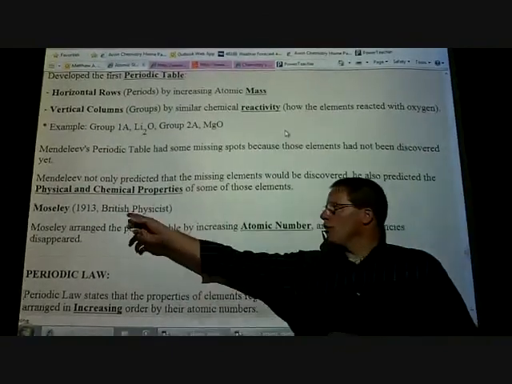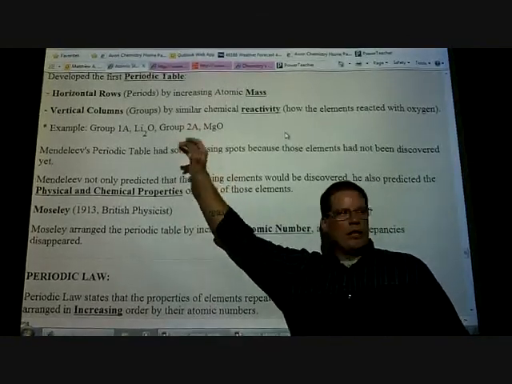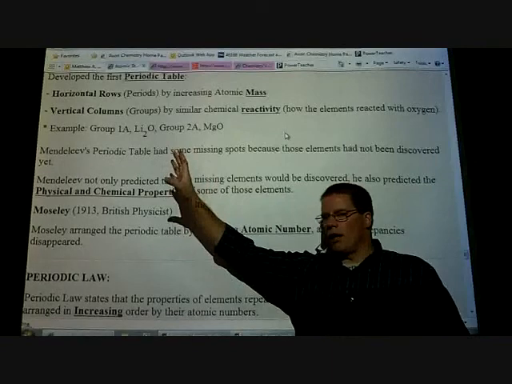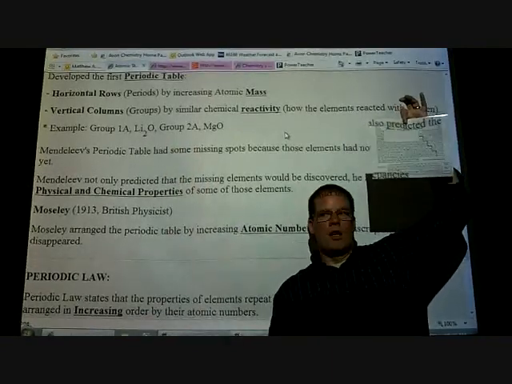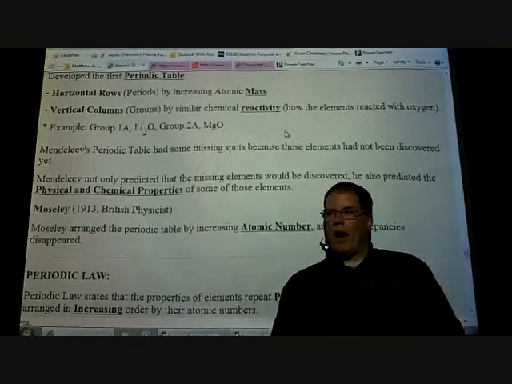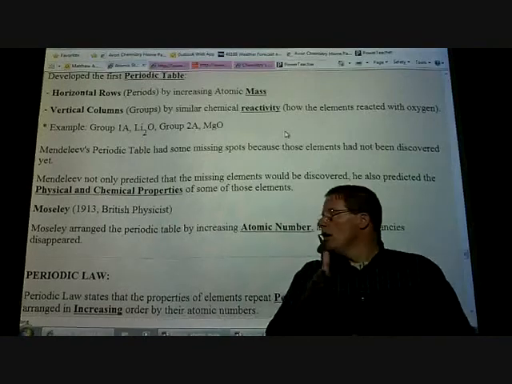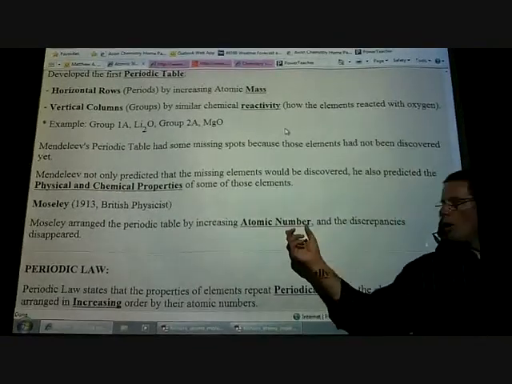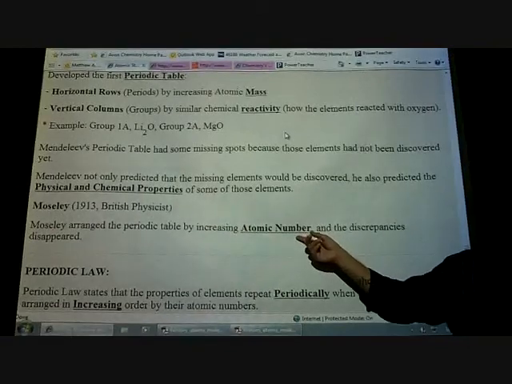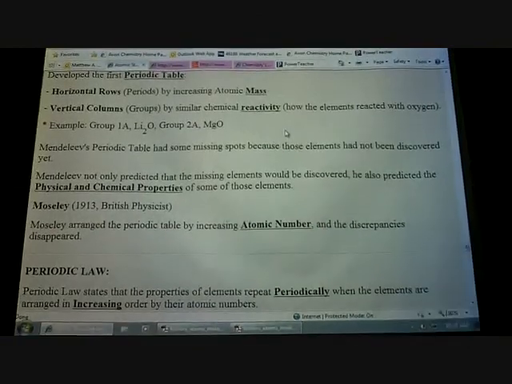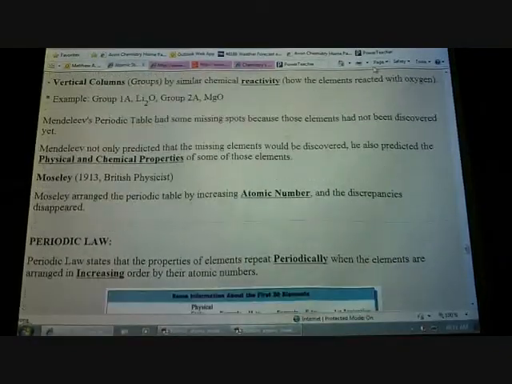Moseley came around and actually said, Mendeleev, I like what you've done here, but I'm finding too many inconsistencies with your periodic table. And he came up with this periodic table, the way that it's arranged. One of the big things that he changed was how it was arranged by atomic number, or the number of protons, not by the atomic mass. So the periodic table that we're familiar with now is arranged by the increasing proton number, or atomic number. And that eliminated most of the discrepancy.